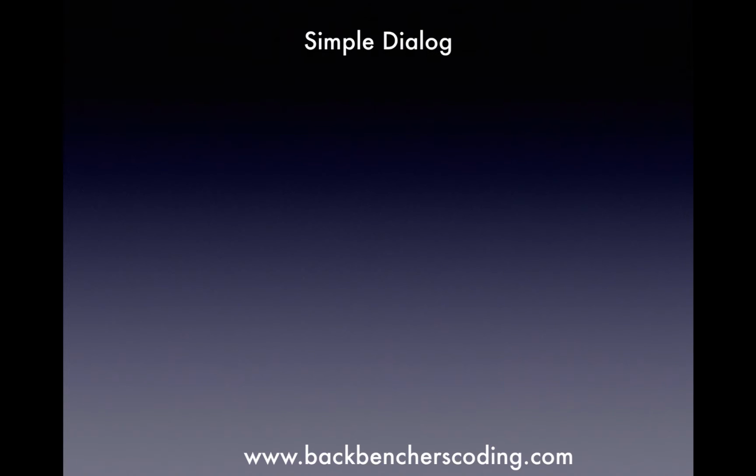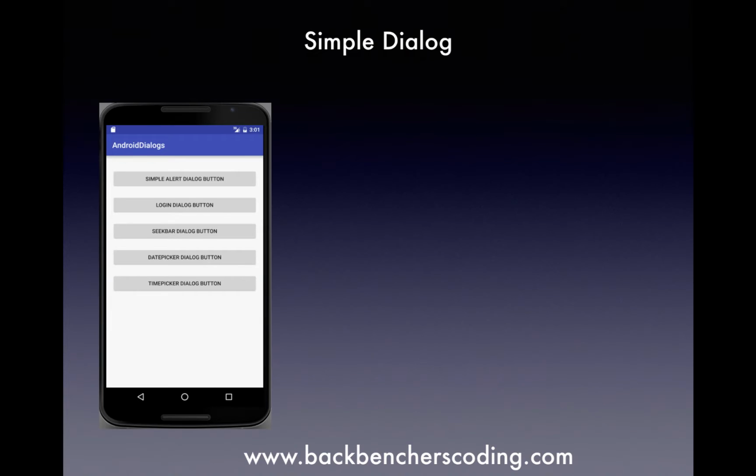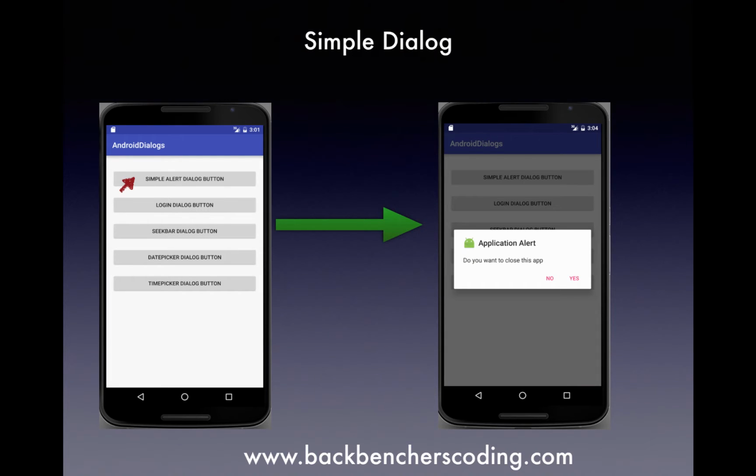A simple dialog is a small window that prompts the user to make a decision. Suppose we have this activity. On clicking on simple alert dialog button, we get the corresponding dialog in which this is the icon, this is the title, and this is the message which the dialog box displays.